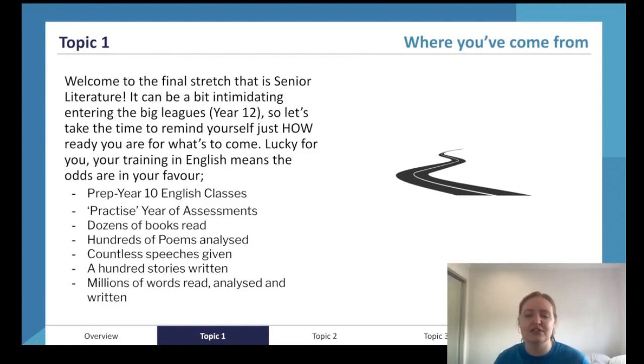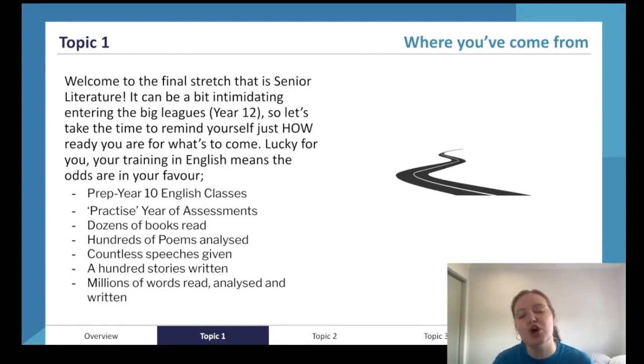You have done an entire practice year of assessments in the form of year 11, where all of the assessment types that you are going to be asked to complete in year 12, you've already done in year 11. You've read dozens of books, analysed hundreds of poems, given countless speeches, written hundreds of stories, and read, analysed, and written literally millions of words.